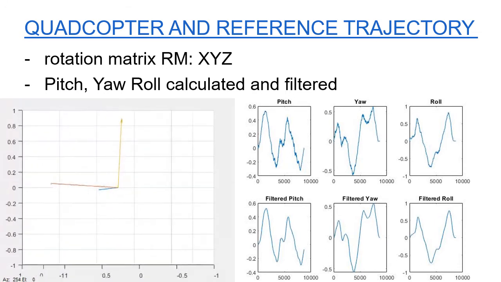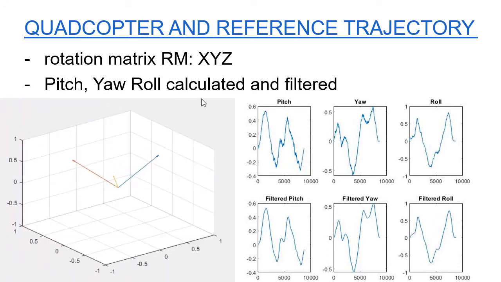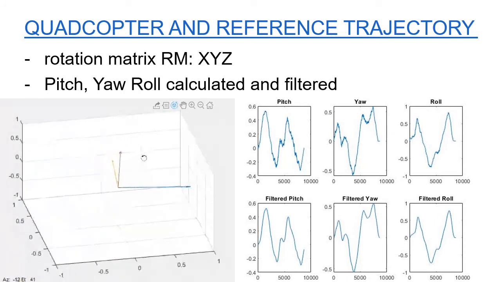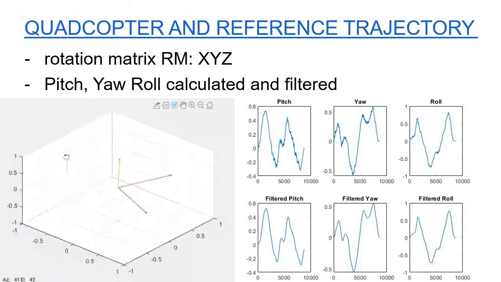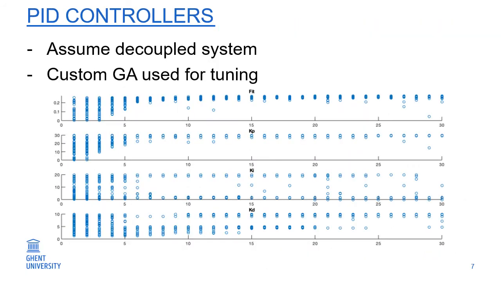The rotation matrices are saved and the pitch, yaw, and roll angles calculated and passed to a moving average filter. This is done to filter out the rough peaks. Then the simulation can be used by our model. The PID control scheme assumes a decoupled system, which is not strictly the case. Nevertheless, the controller performs very well. The PID controllers are tuned using a genetic algorithm with multiple simulations of 80 generations, and the best PID gain values were selected. An example of such a simulation of 30 generations can be found on this slide.